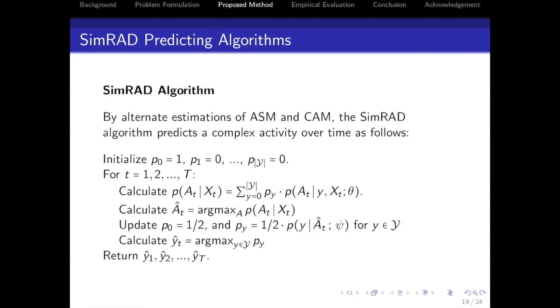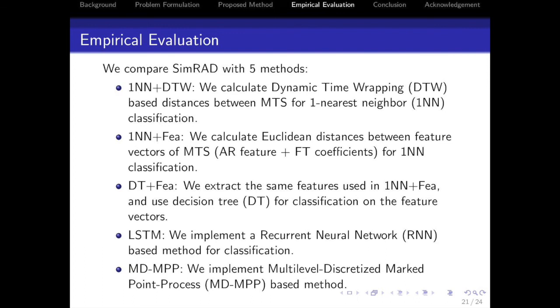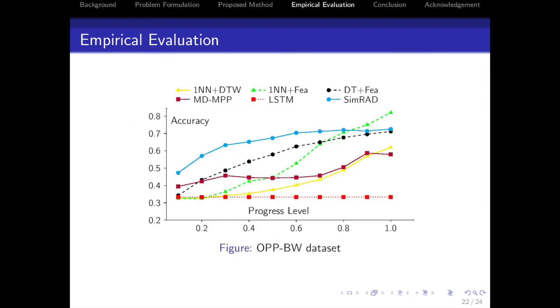By alternately estimating the action sequence model and the complex activity model, the SIMRAD algorithm predicts a complex activity over time as follows. We conduct experiments on the Opportunity dataset. The dataset includes 120 instances in total for 5 complex activities. And there are 33 different actions appeared in those 5 complex activities. We compare SIMRAD with 5 methods. SIMRAD uniformly improves the best accuracies of the comparison methods by 7.2% on average.